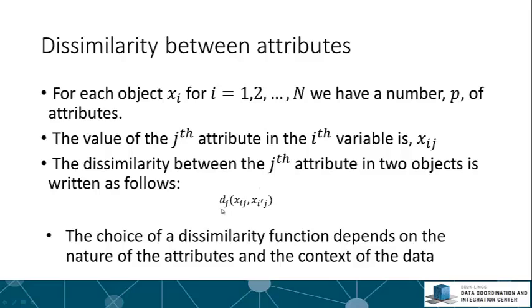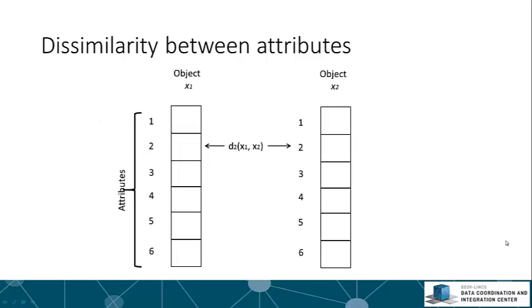Now, the choice of this function, d, depends on the specific nature of the attributes. The attributes could be, for example, real numbers, such as gene expression levels, or they could be categorical variables. So that might seem a little bit abstract, maybe.